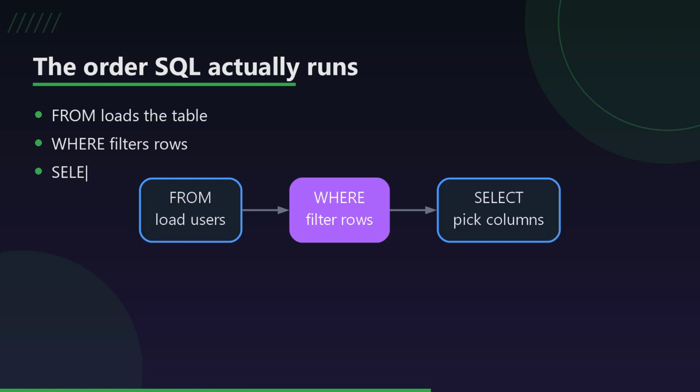Here's the trick that makes everything click. You write select first, but the database doesn't run it first. It grabs the table with from, then throws out rows with where, and only at the very end keeps the columns from select. So the shape is rows in, rows filtered, columns chosen.